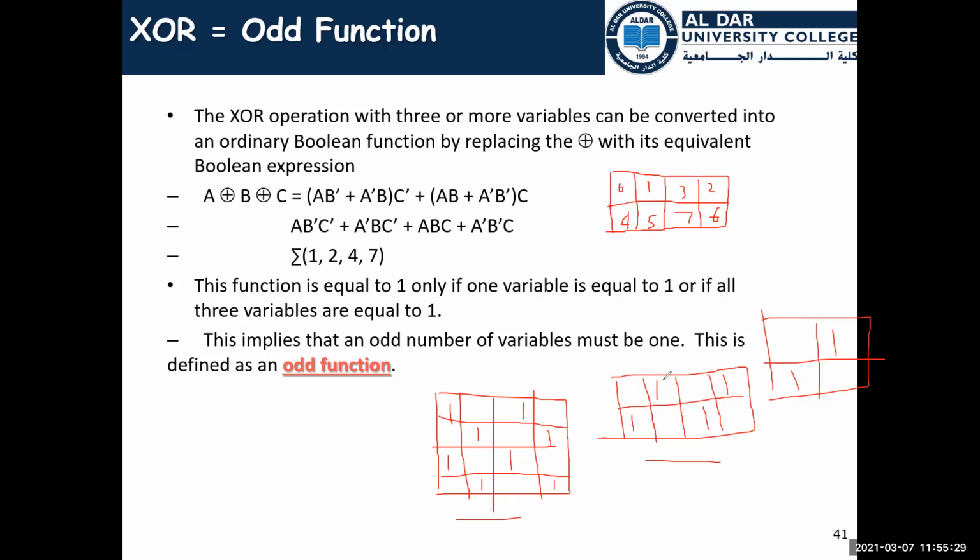It's like they are XORed, which means they are different, completely different. They don't have a common variable.